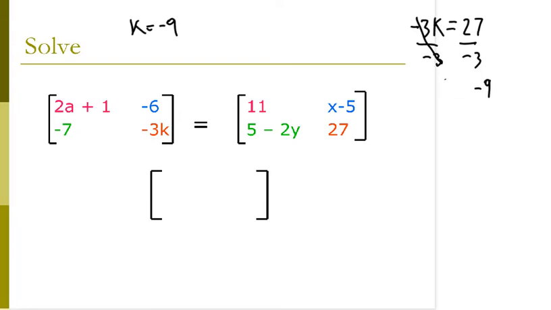So let's look at the rest of these. So we did this one here. Now let's do the one in green. So 5 minus 2y has to have the same value as negative 7, because they're in the same row and column.